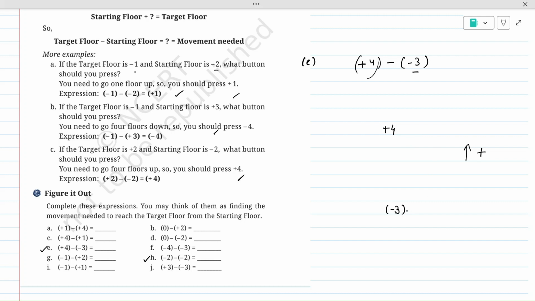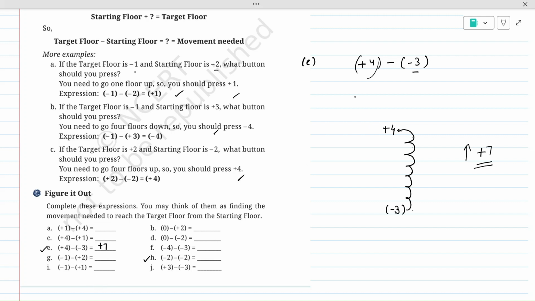Let's see. So -3 to -2, -2 to -1, -1 to 0, 0 to 1, 1 to 2, 2 to 3, 3 to 4. So that means this is 7 times. 1, 2, 3, 4, 5, 6, 7. So I have to press the plus button 7 times here, right? This is how we have to do.